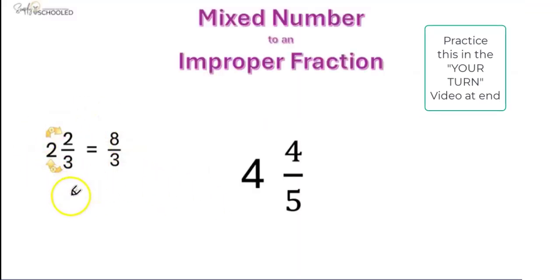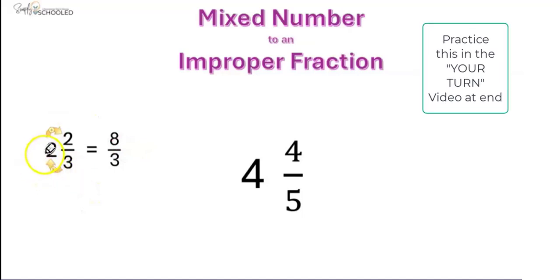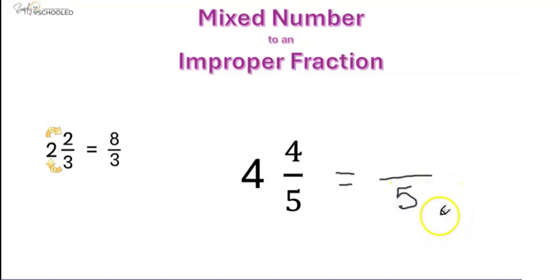Here it is. Here's the reminder. You multiply the denominator by the whole number, add the numerator, and put the answer over the denominator. So what I'm going to do is add my equal sign, my fraction bar, and go ahead and put my denominator there. Now all I have to do is figure out my numerator. 5 times 4 is 20, plus 4 is 24. And it's that simple. Multiply the denominator by the whole number, and then add the total to the numerator and keep the denominator the same.